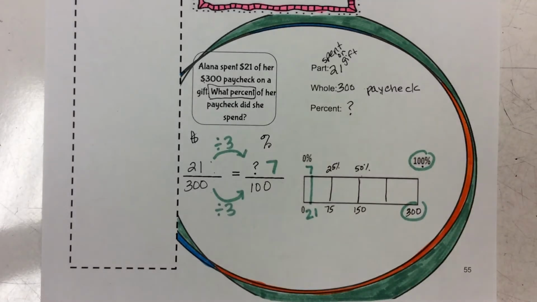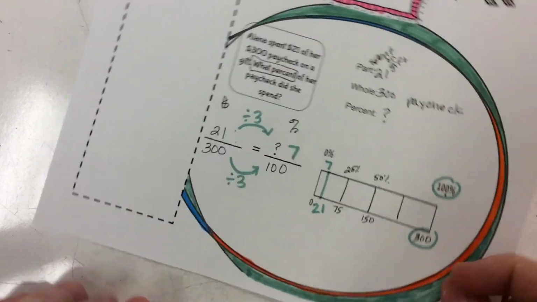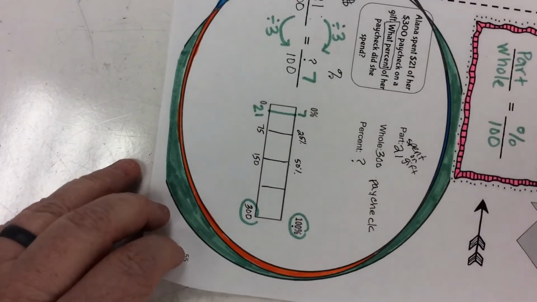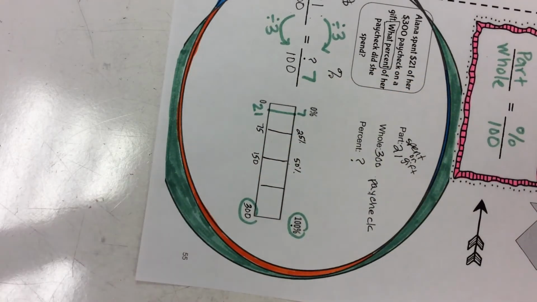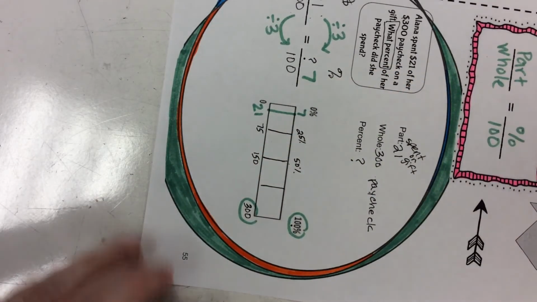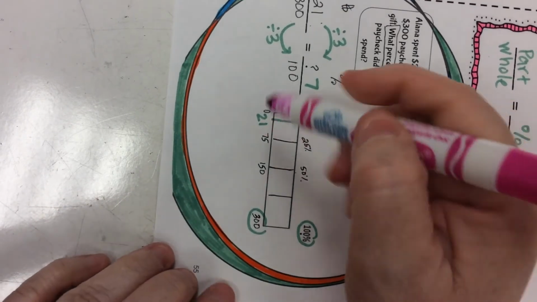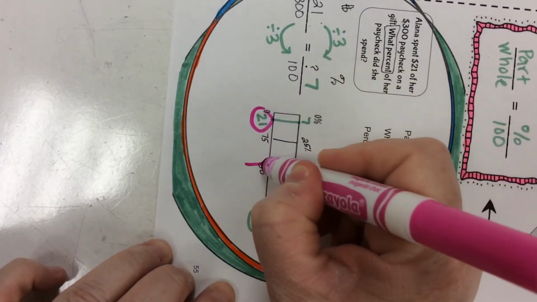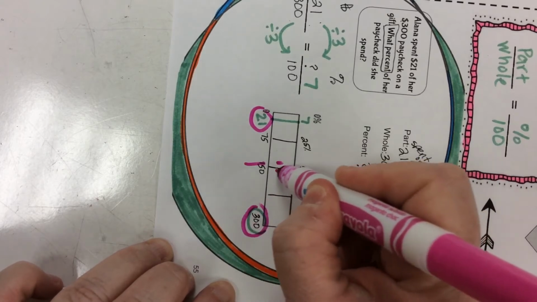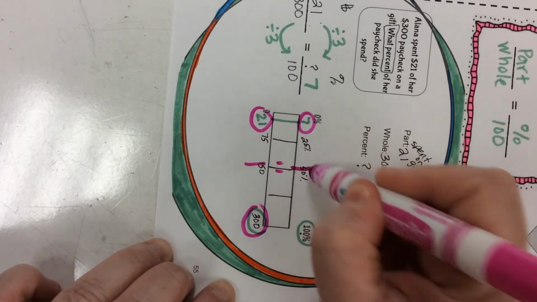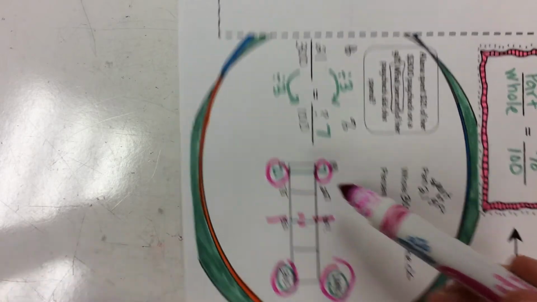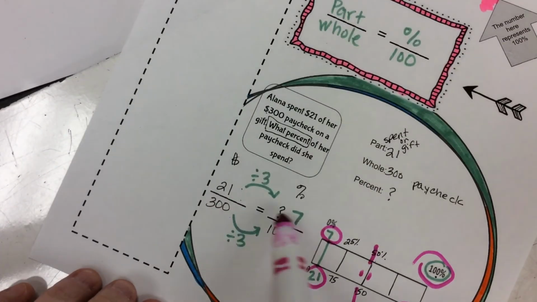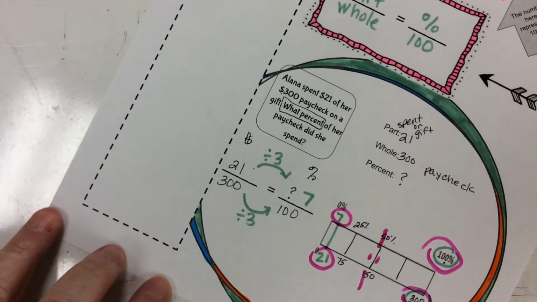Okay? Now, the really cool part of this is when I turn my picture, I turn my strip diagram here, and I'm going to get a different color. I'm going to write over it with a big bold color here, but I'm going to show you something really cool. You ready? This is the part over the whole equals percent over 100. These numbers, when you set it up correctly here, are going to give you exactly the same numbers you have over here. Isn't that great?